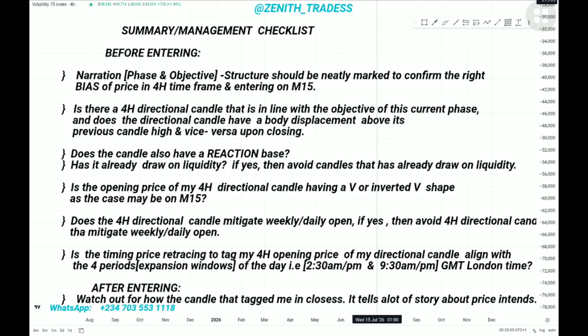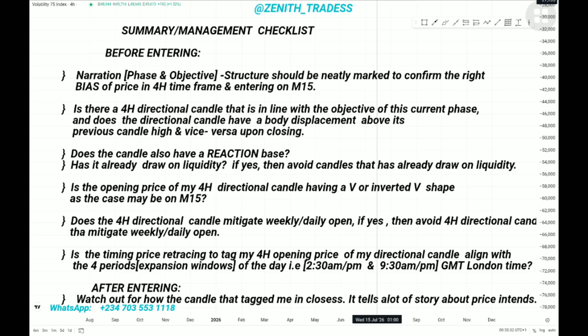Avoid that candle. Is the opening price of my forward directional candle having a V shape? Yes, I didn't discuss this. If you go to M15, your directional candles where you want to enter from should have a V shape, most of the time. If it's a bearish trend, it will be an inverted V shape.